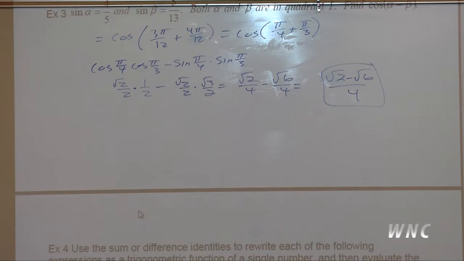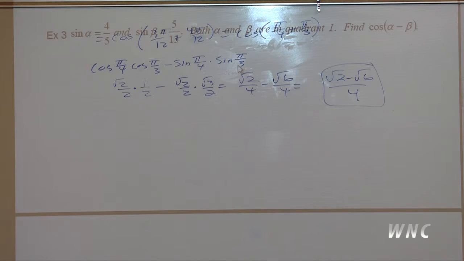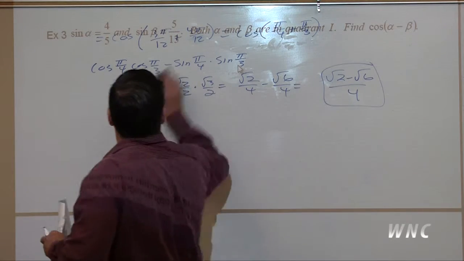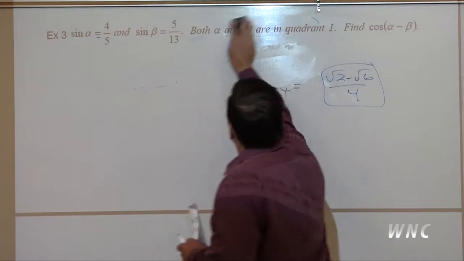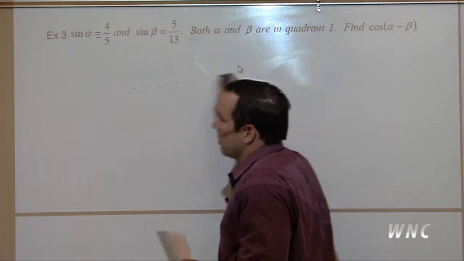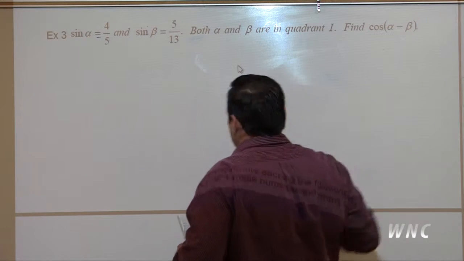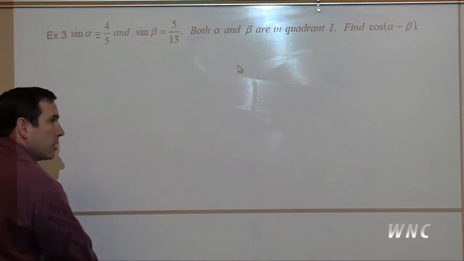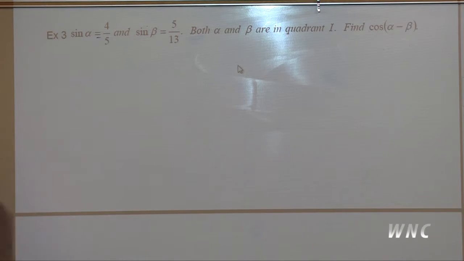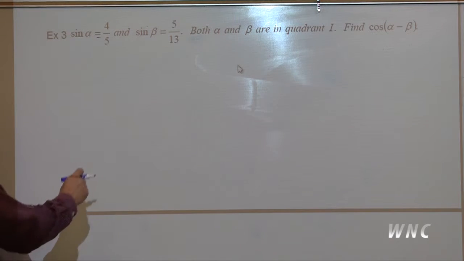Okay, for our next one, sine of alpha is 4/5 and sine of beta is 5/13. Both alpha and beta are in quadrant 1, so that's good to know because when we try to find cosine of alpha minus beta, we know alpha and beta are in quadrant 1, but we don't know about alpha minus beta.